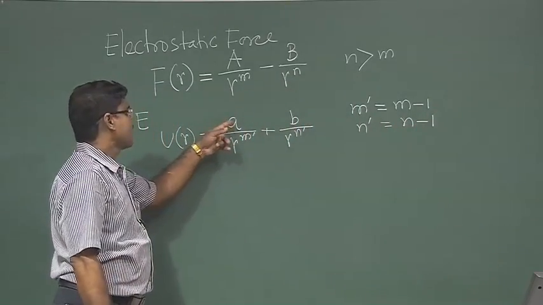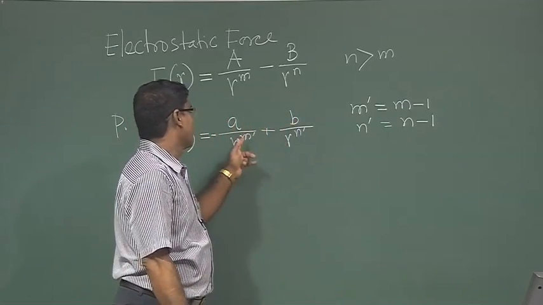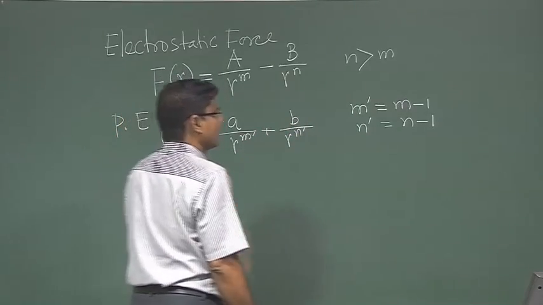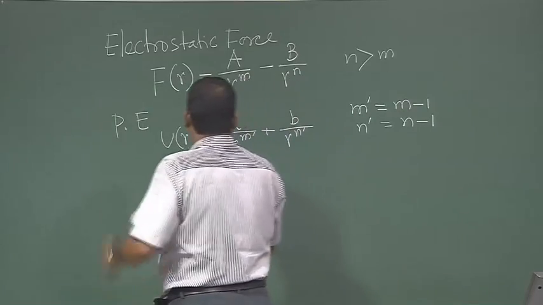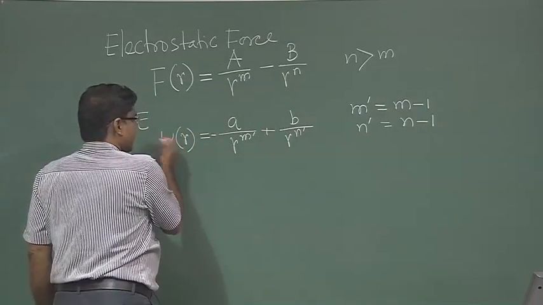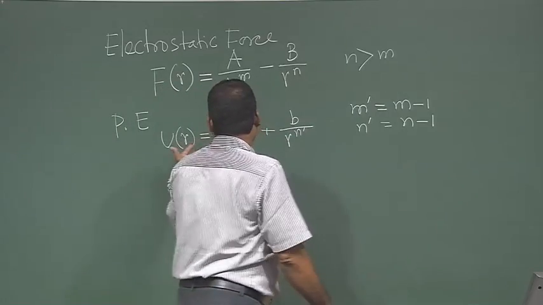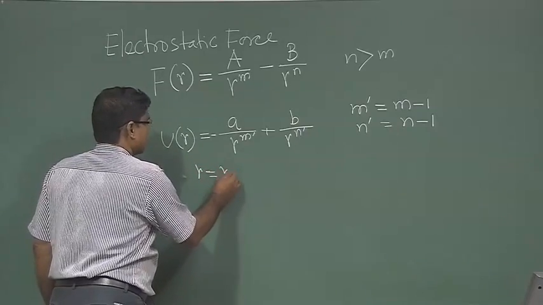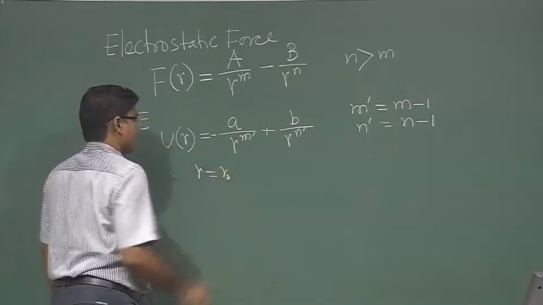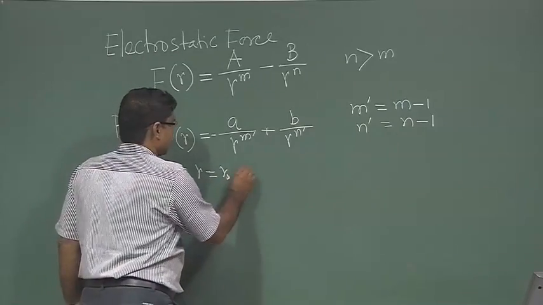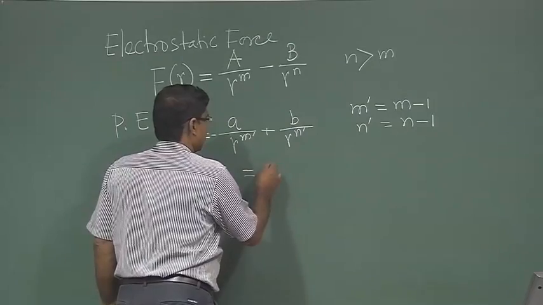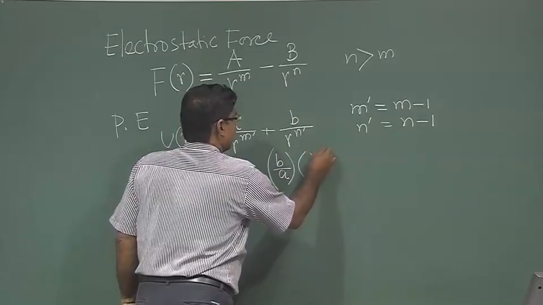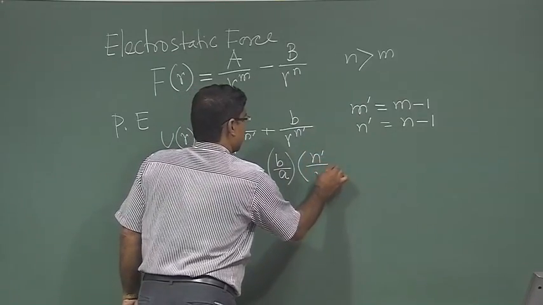So, basically m dash equal to m minus 1 and n dash equal to n minus 1. So, now this small a, b, m dash, n dash are other constants, characteristic constants of atoms. So, the potential energy will be minimum for a particular value of r equal to r0, that we have seen in last class, and that has come out a b by a n dash by m dash.